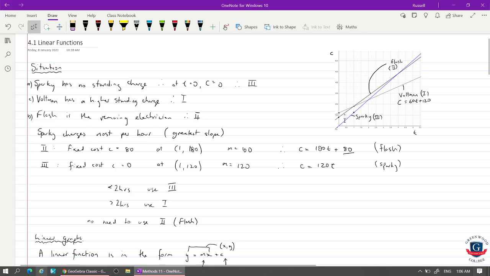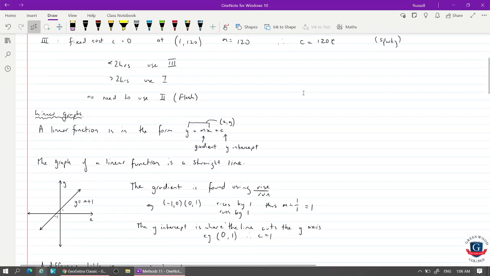As always, it's best to attempt these situations before looking at how I solve them, but I know many of you will just sit and watch the video. So let's get into linear functions.